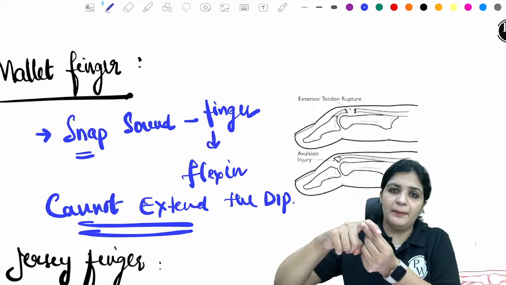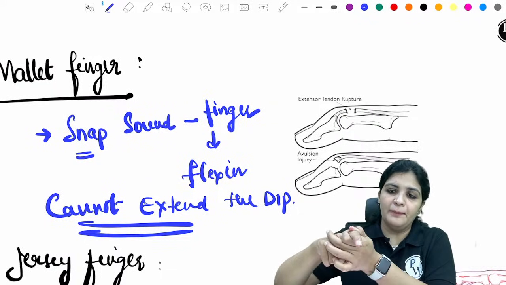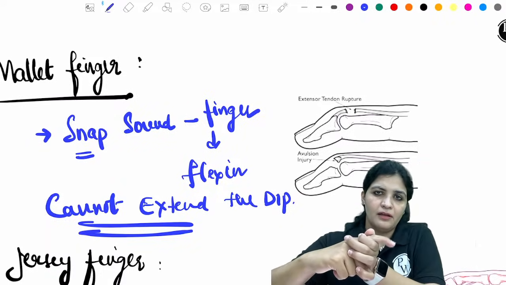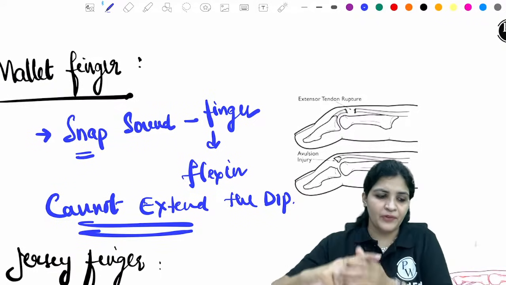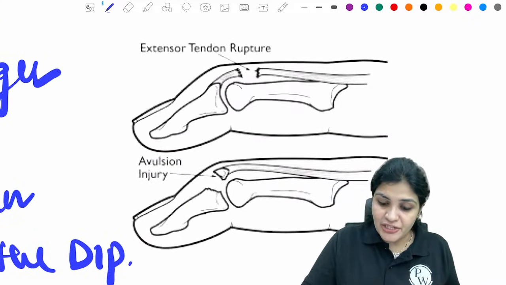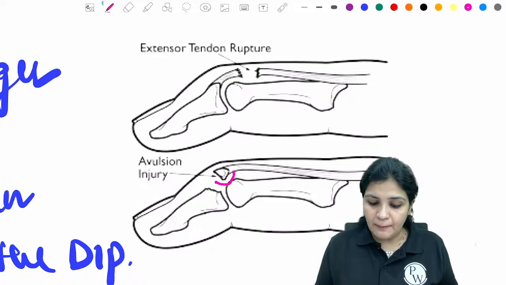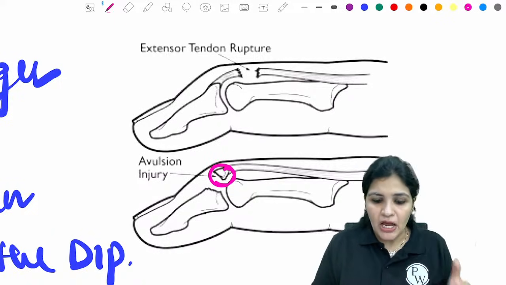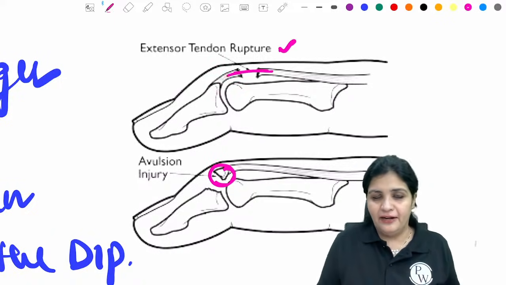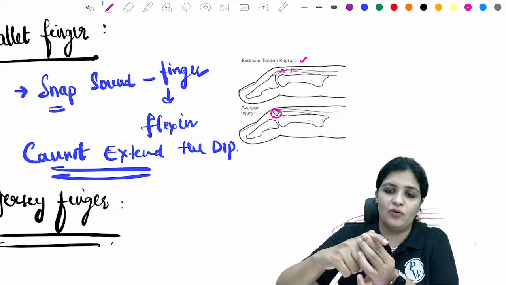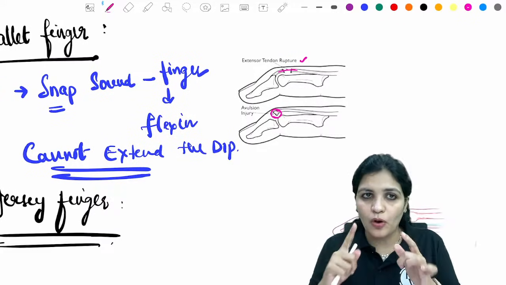Only DIP movement I'm doing here. You have to hold the PIP and then ask the patient to do this. Can you see? He will not be able to do this movement. Why? Because there is an avulsion injury. What do you mean by avulsion? It means a particular part of the bone where the tendon is attached has come out. That is called the avulsion injury, or there will be a rupture of the extensor tendon. Because of the rupture of the extensor tendon, the patient cannot extend the DIP, right? So that is called the mallet finger.